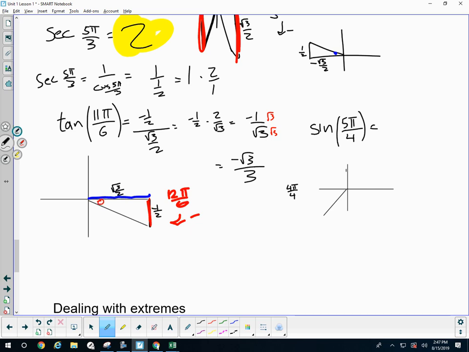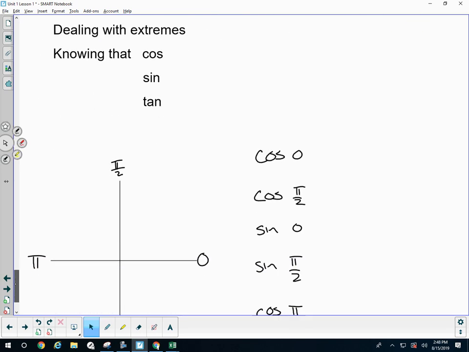4 pi over 4 is the same as pi. Add a pi over 4. Adding would be going in a counterclockwise direction. Here's 5 pi over 4. All the pi over 4s create those 45, 45, 90 triangles. So we know the side lengths are root 2 over 2 and root 2 over 2. Sine, vertical. Since it's vertical, and since I'm going down, the answer is negative root 2 over 2. Okay? Do a little bit more. We'll take a little break.